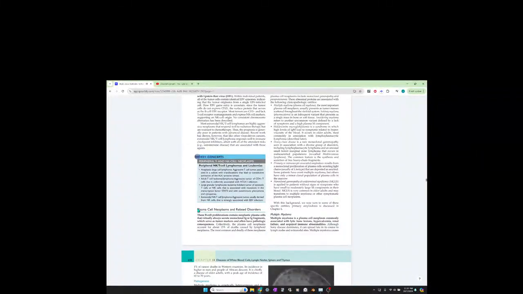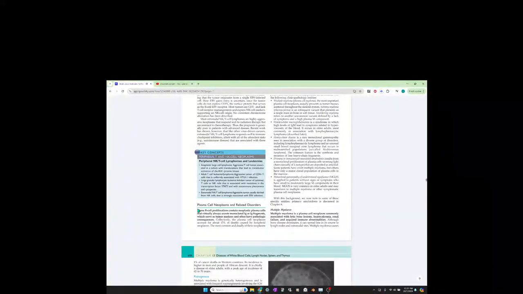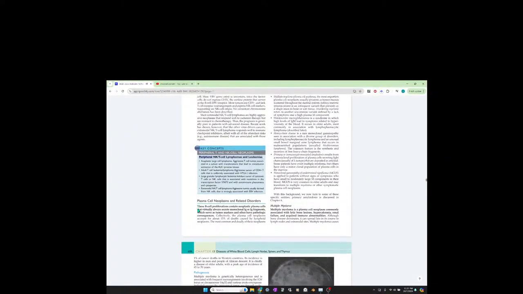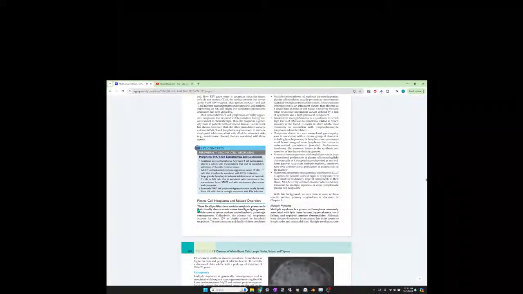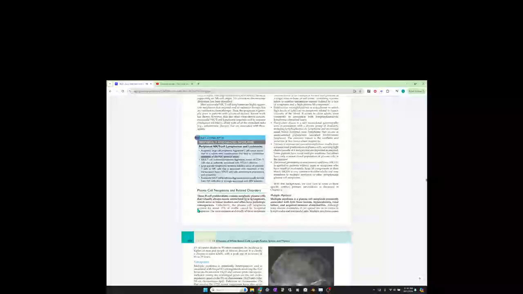Key concepts: peripheral T and NK cell neoplasms, peripheral NK/T-cell lymphomas and leukemias, anaplastic large cell lymphoma, an aggressive T-cell tumor associated in a subset with translocations that lead to constitutive activation of the ALK tyrosine kinase, adult T-cell leukemia/lymphoma, an aggressive tumor of CD4 T cells that is uniformly associated with HTLV1 infection.